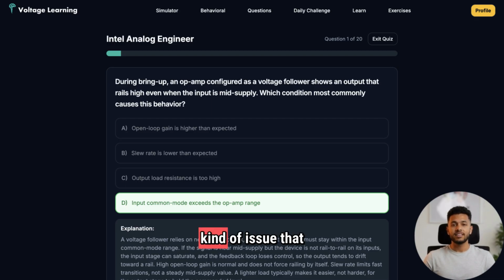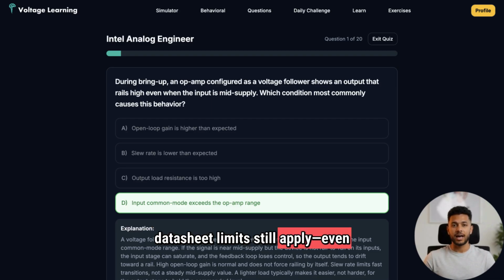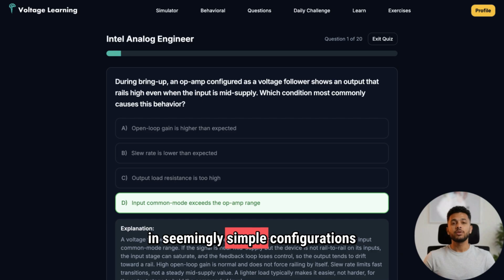This is exactly the kind of issue that shows up during early lab bring-up and silicon validation. Intel interviewers like this question because it tests whether you understand that datasheet limits still apply, even in seemingly simple configurations like voltage followers.